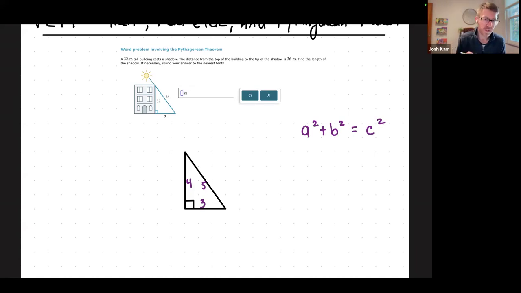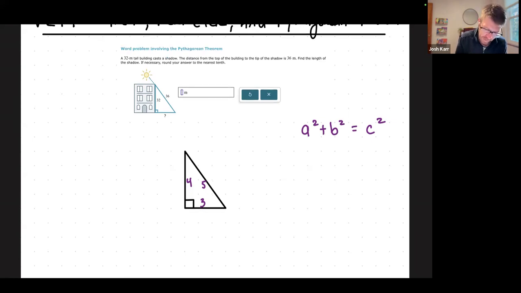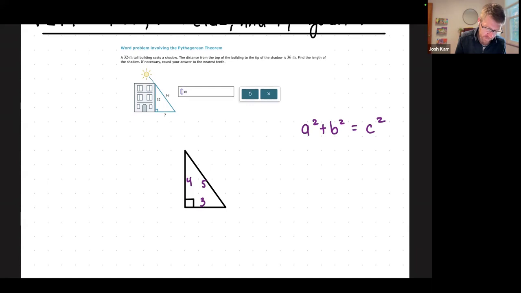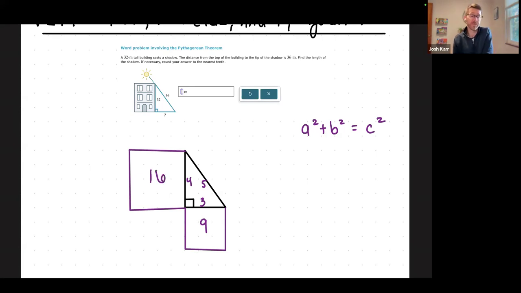But what we can show that as is, a squared. So if I took this 3, the one side's 3, and I built a square on that side, what's the area of that square? That square is 3 by 3. There are 9 blocks on the inside of that. And if I did b squared, if I put a square on the side of this other side, 4 by 4, that square would be 16 blocks. It'd have 16 blocks in it.